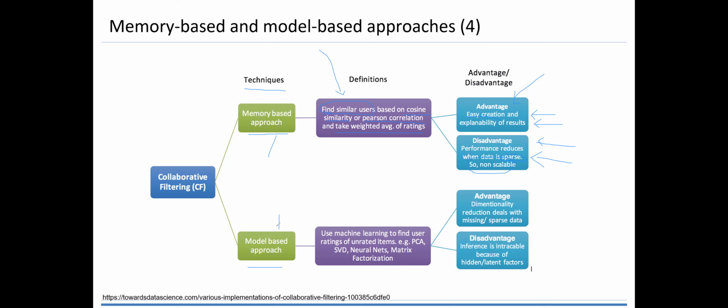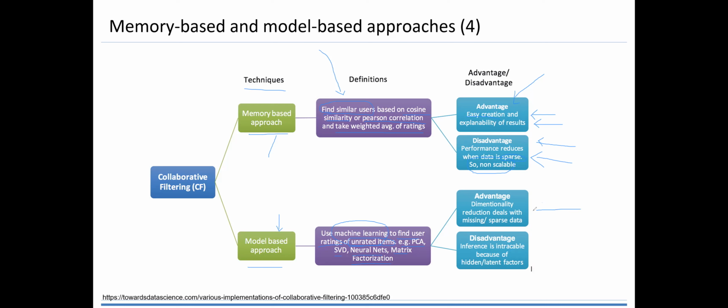In the model-based approach, on the other hand, you can use machine learning to find user ratings of unrated items. Oh, this is good. It means if you have a lot of data and there are many missing values, you can use machine learning to find what is the rating of those items. So for example, using PCA or SVD, neural nets or matrix factorization, those are some techniques that we can use in the model-based approach.